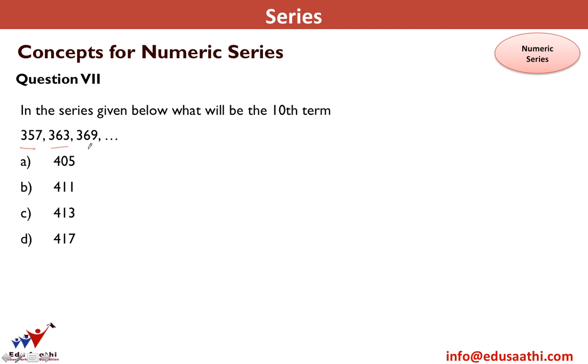357, 363, 369. What will be the 10th term? So I have A here as 357. What is D? D is 363 minus 357. So this gives me 6. Also I'll check for the third and the second term. This is 369 minus 363, and this gives me again 6. So common difference D is 6. I need to find out the 10th term.